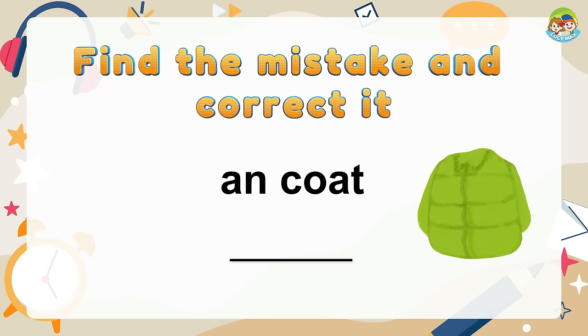An coat. Coat begins with a consonant. We use a with consonants, so you write a coat on the line.